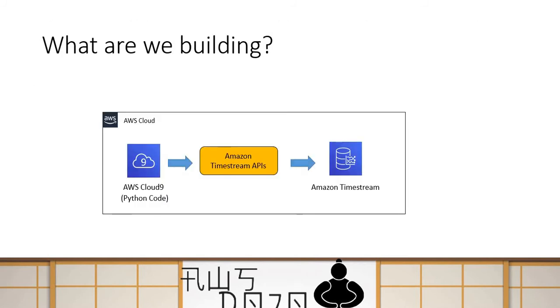So moving on, what are you building today? What you're building is pretty straightforward, guys. It's probably one of the simple exercises you can finish in hardly 5-10 minutes. We are going to create a time stream database and table, and then we'll use the time stream API in Python code to write data to the time stream table. That's what we are going to do today.